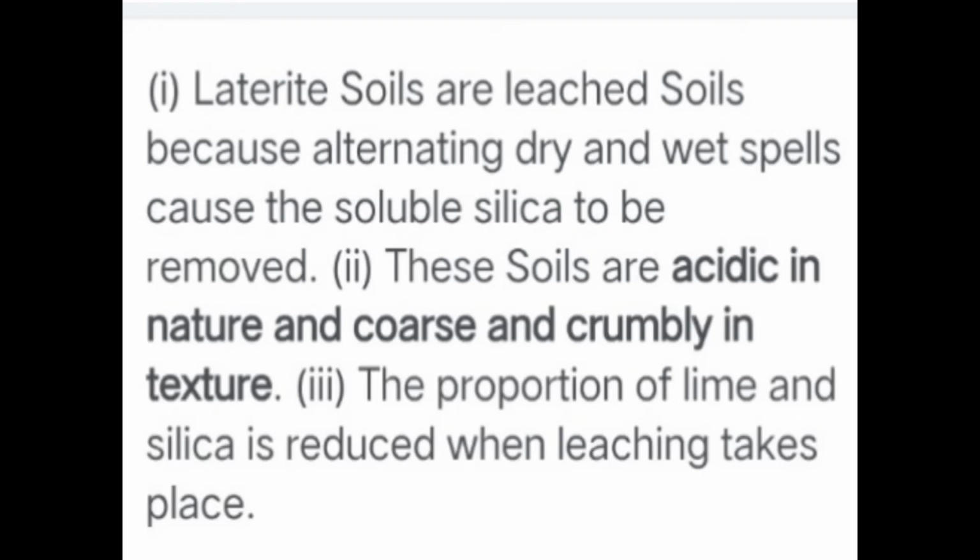The laterite soils are leached away or washed away because of alternating dry and wet spells. These cause the soluble silica to be removed. The silica is removed.